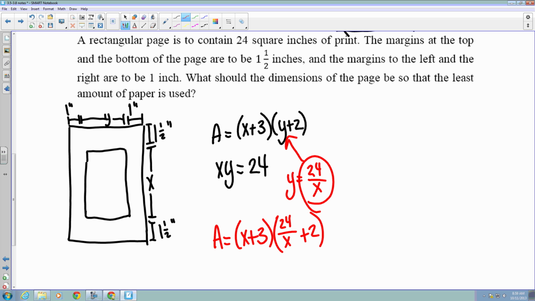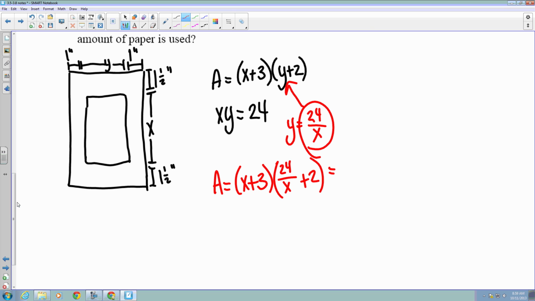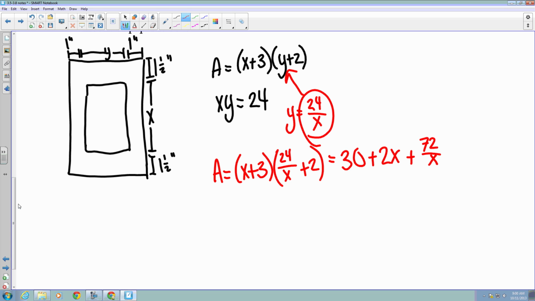Okay, I'm going to multiply this out before we take the derivative so we don't have to do the product rule. Always want to try to avoid that. 30 plus 2x plus 72 over x is going to be the equation we're going to minimize. And when we think about what makes sense in the problem, we have to have a positive value for our x. So take the derivative, dA/dx, 2 minus 72 over x squared.